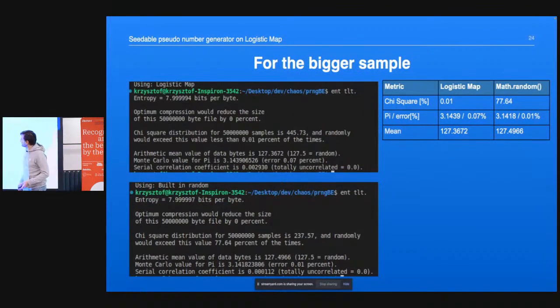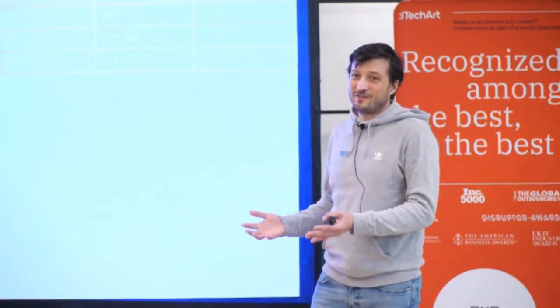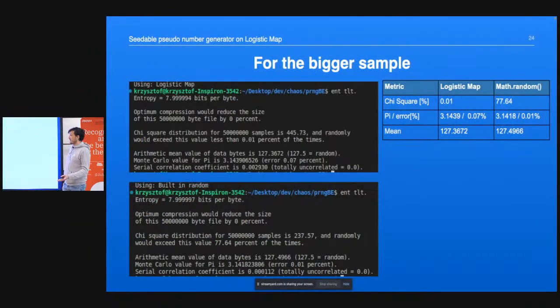So for a bigger sample, where I used something like 50 megabytes of data, something funny happened, and our chi-square dropped down almost to 0. So it means that for a large amount of data, we got a PRNG that is not random at all. And the question is, hey, why is that?